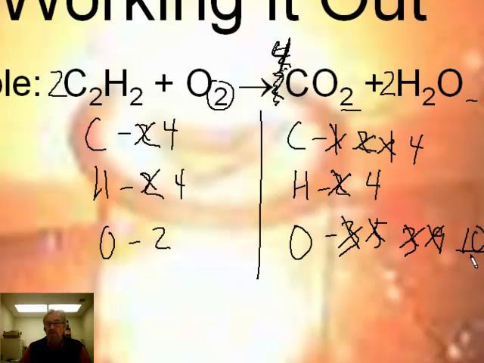Well, now I have an even number of oxygens by doing what I've just done. So I can get 10 by putting a coefficient of 5 in front of O2, because 5 times 2 is 10, and now I've balanced the equation.